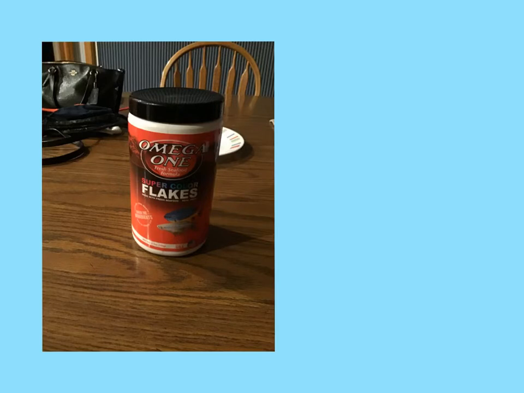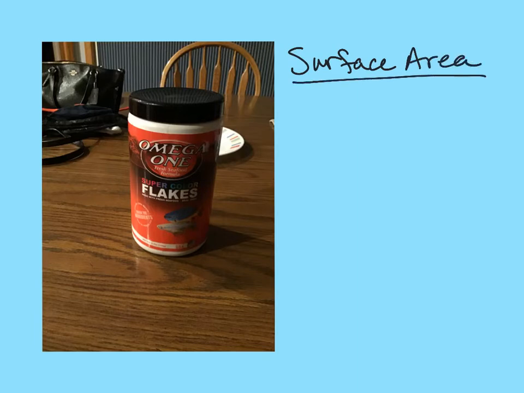Circumference. For my cylinder, I'm going to do the surface area first. To do the surface area, I have to find the top and the bottom, so 2 times pi r squared plus my round part around the outside, which is pi times diameter times the height.